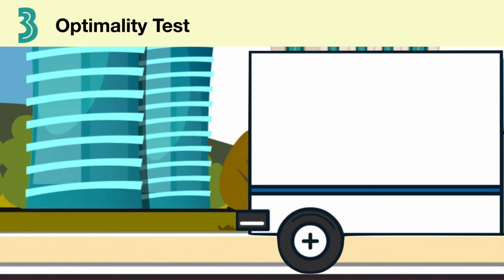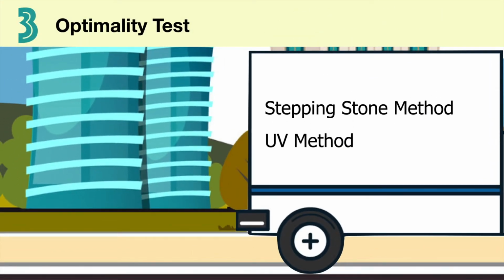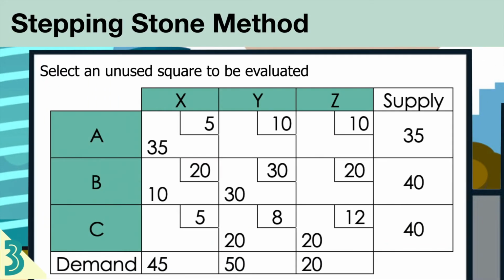Optimality test. In this presentation, we have the stepping stone method and the UV method. Unfortunately, we are only going to discuss the stepping stone method. We are going to use the table earlier. First, select an unused square.